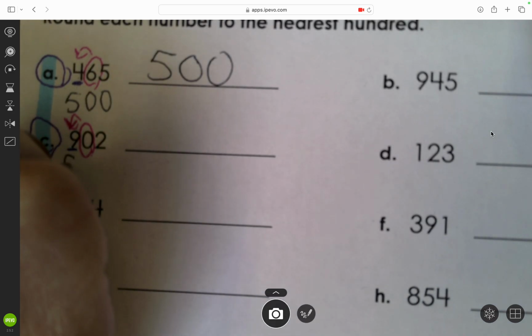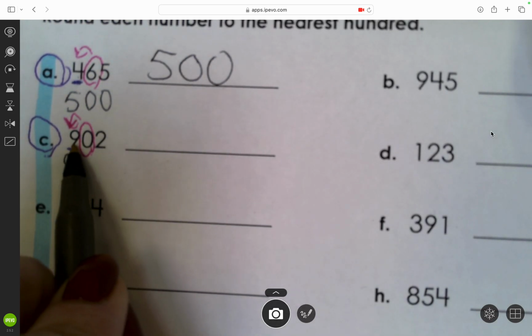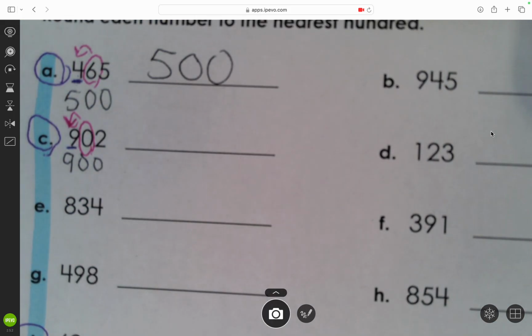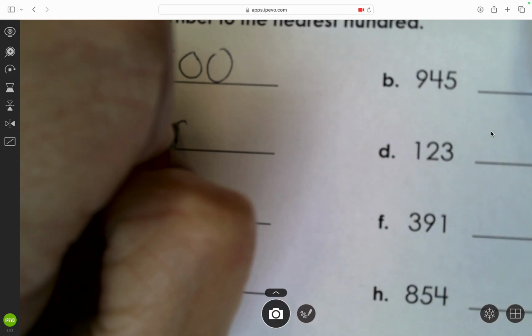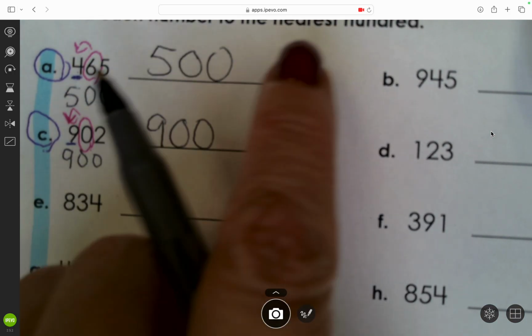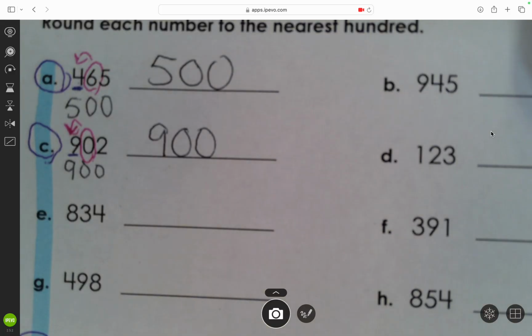So the 9 stays the same. And then every digit after the rounding digit turns to a 0. So our answer is 900. So 902 rounded to the nearest 100 is 900.